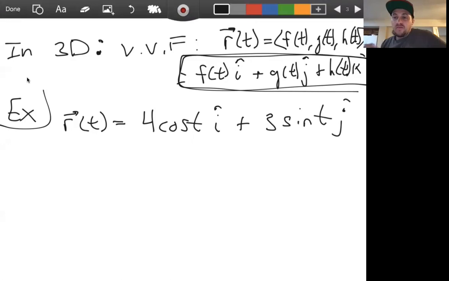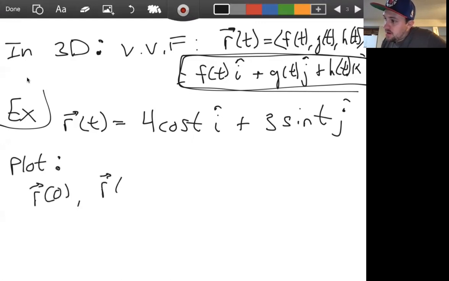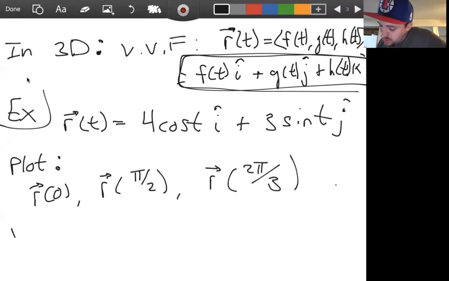So before we can graph this, let's understand what plotting points looks like. Let's plot the following points: r of 0, r of pi over 2, and r of 2 pi over 3. Okay, so what's r of 0? Well, when you evaluate a vector valued function at a given point, it just means everywhere there's a t, you plug in the number that you're evaluating at, right? So we're evaluating at 0 here.